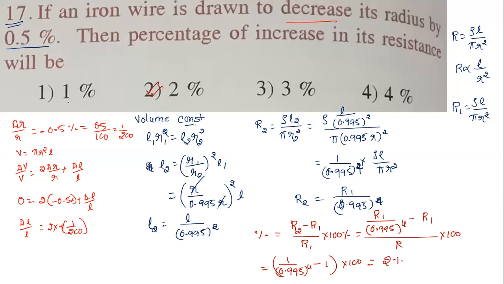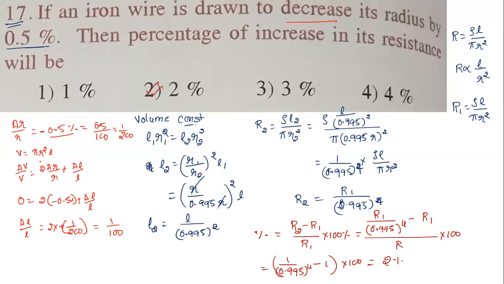Are you getting my idea? They have given 0.5%. I'm going to count the number 0.5 by 100. 0.5 means 1 by 2, so it will be 1 by 200. So it will become 1 by 100. Delta L by L is how much? 1 by 100. We got to know delta L by L.